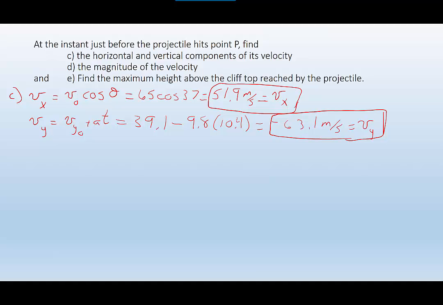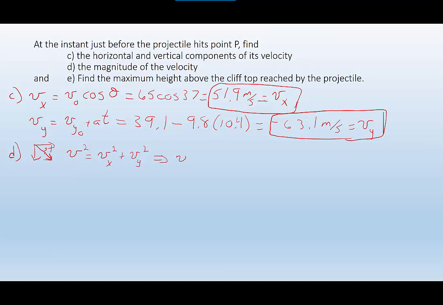So in order to find part D, the magnitude of the velocity is basically looking for the overall final velocity right before it hits the ground. Well, we've got a y velocity coming down, we've got an x velocity going over, so we can find their resultant velocity by doing the Pythagorean theorem. The final velocity squared is equal to the x velocity squared plus the y velocity squared.